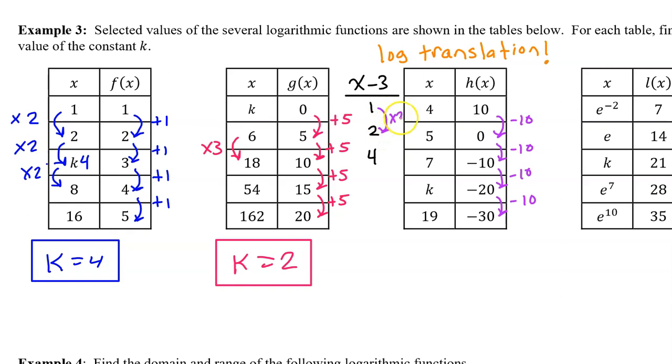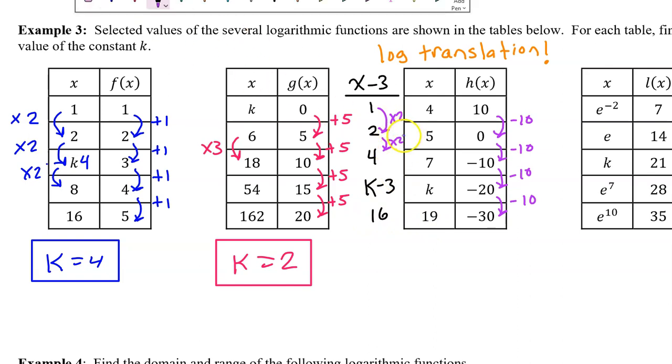1 times 2 is 2. 2 times 2 is 4. So we are getting a common ratio. Subtracting 3 from these last two numbers gives us k minus 3, stuck with an expression there, but then 16. So continuing with the pattern of multiplying by 2, 4 times 2 is going to give us 8.